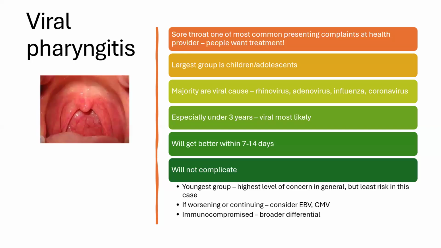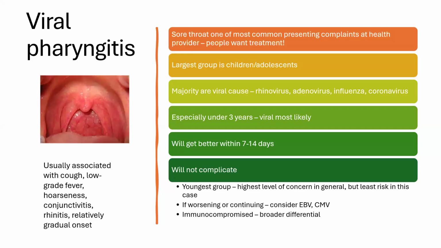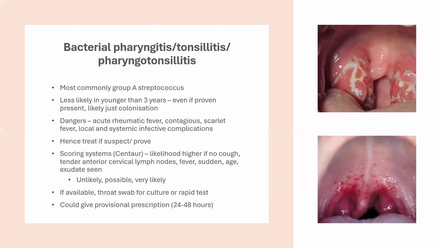But this is basically what a viral pharyngitis will look like, with erythematous fauces and a bit of a granular appearance at the back. And usually we know to ask about, or we will see that this patient also has a low-grade fever, a cough, hoarseness. They may have conjunctivitis. They would have a blocked nose, rhinorrhea, and it would have happened over a few days probably.